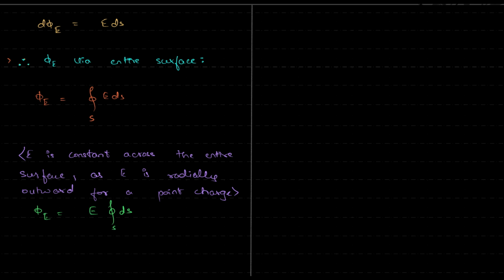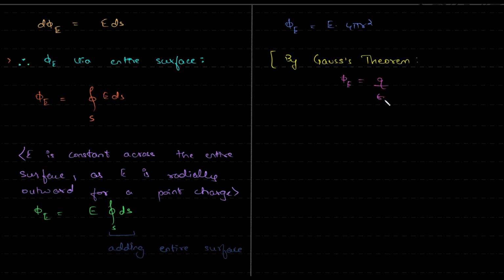Now, if you add up all the surface, right? If you add up the entire surface, what do you end up with? We end up with 4 pi r square. Agree? And we are making use of Gauss's theorem. We have the flux equal to Q by epsilon naught. Therefore, Q by epsilon naught is equal to E into 4 pi r square. And from this, we can infer that E is equal to Q by 4 pi epsilon naught, times 1 by r square. Bit of rearrangement and done.